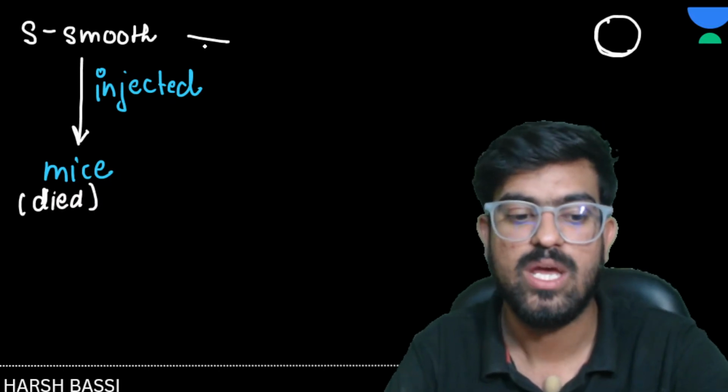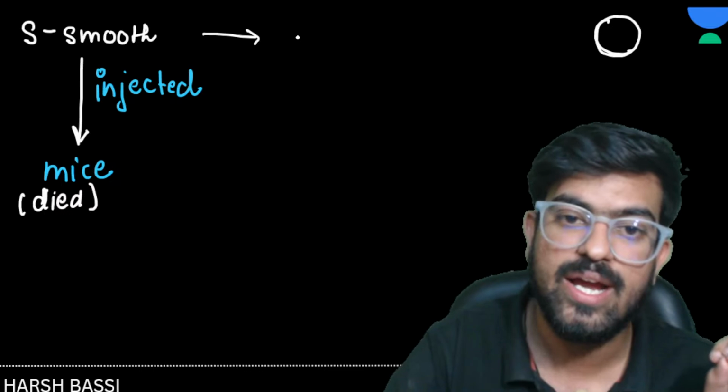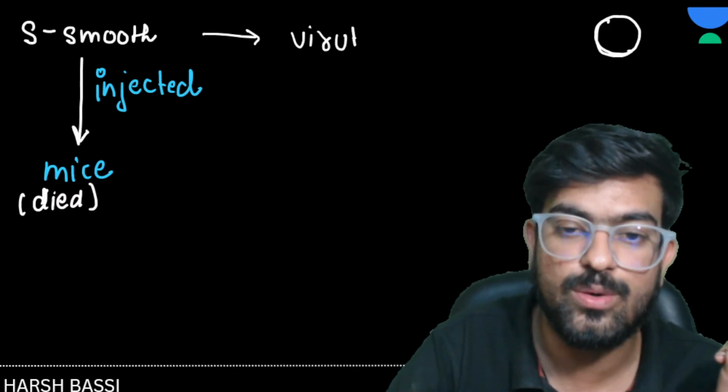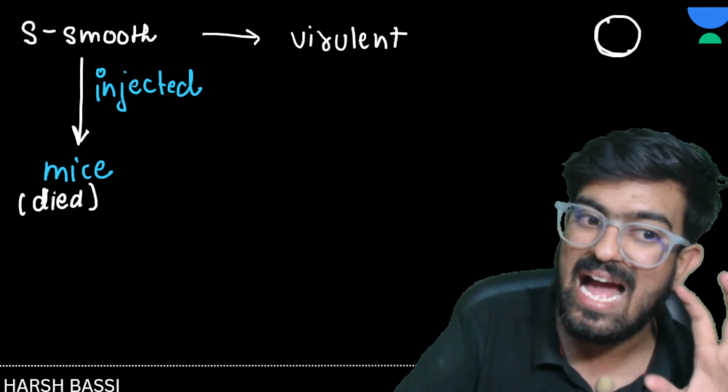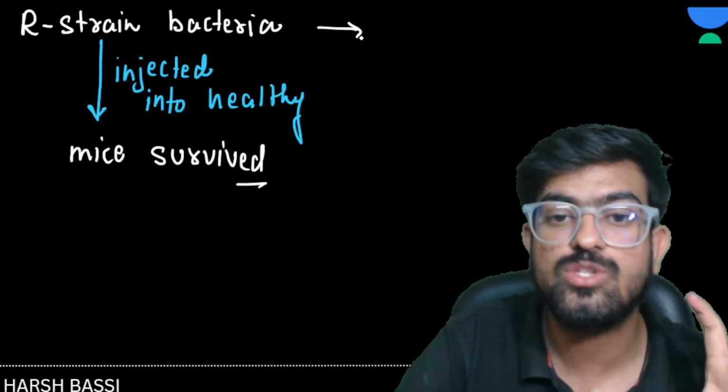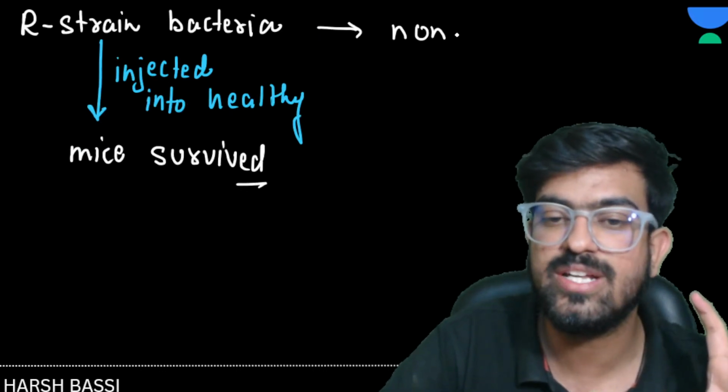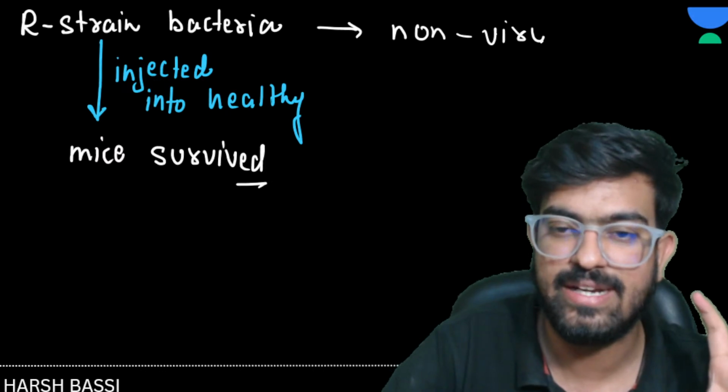S strain is the troublemaker. It is virulent. It is disease causing. And R strain is non-virulent. It is not causing disease. Yes or no?